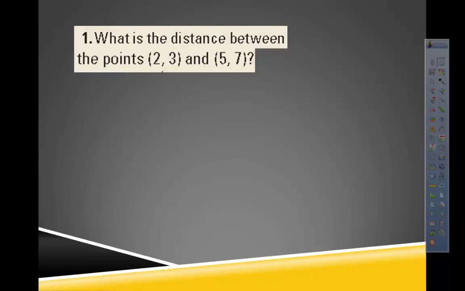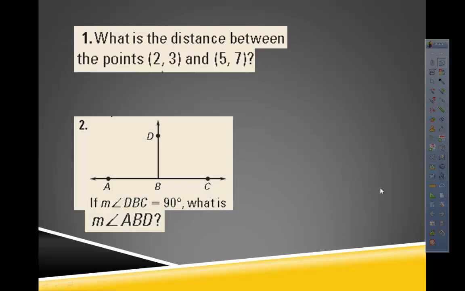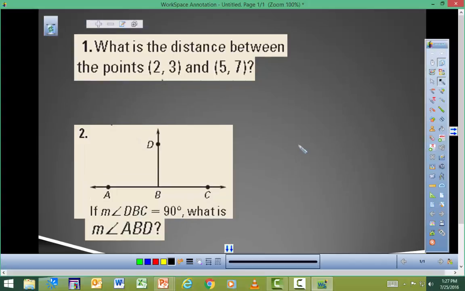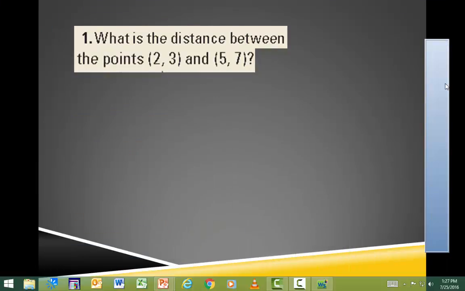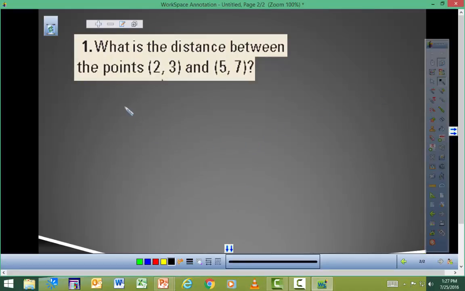So let's review the distance formula. The distance formula, in case you forgot it, is equal to the square root of x2 minus x1, and then you take that quantity and you square it. And you add that to the quantity y2 minus y1, and you square that one.